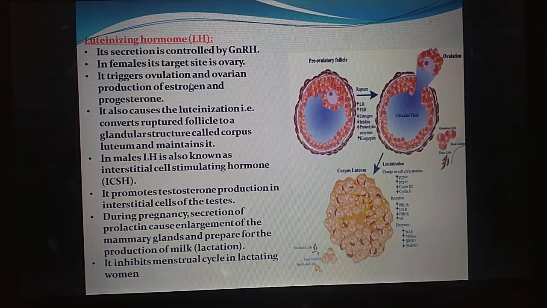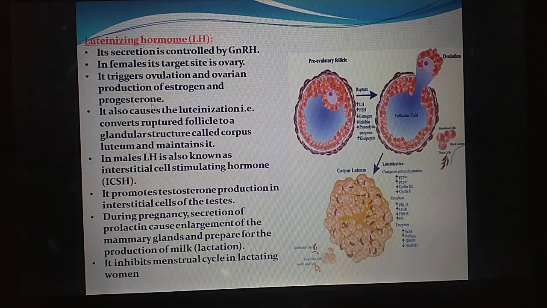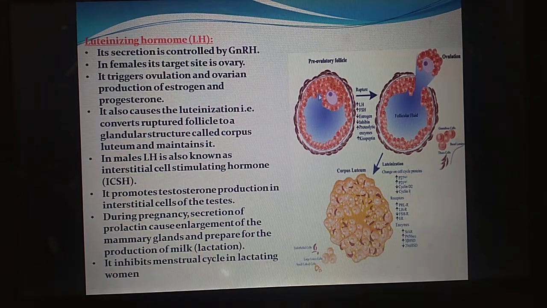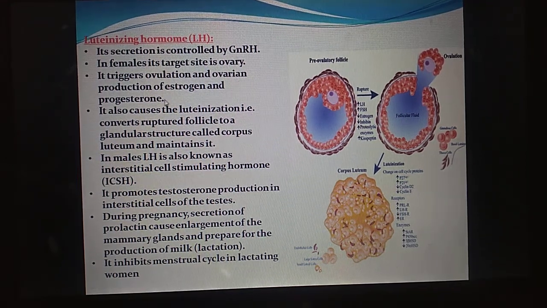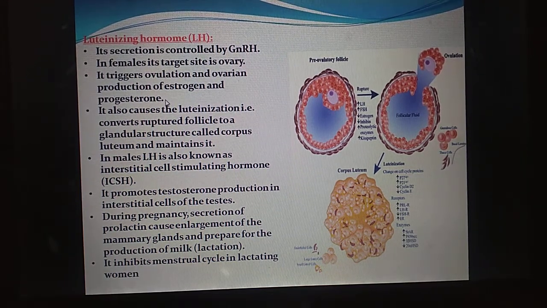But if you recall, we discussed that estrogen and progesterone are also produced by the placenta. So over here they are saying that it triggers, it stimulates ovulation, that is the release of ova, and beside this the ovarian production of estrogen and progesterone. यानी वो estrogen और progesterone जो ovary secrete करते हैं उसको भी stimulate करते हैं.